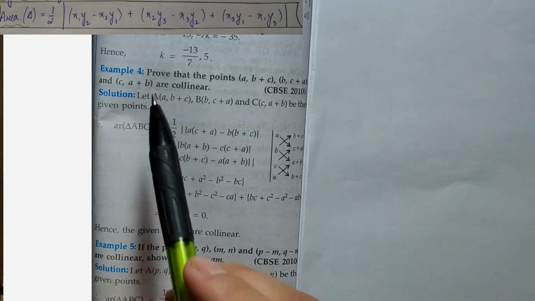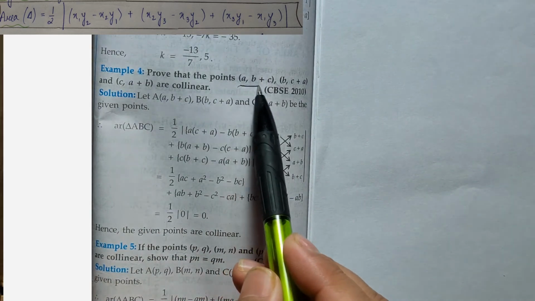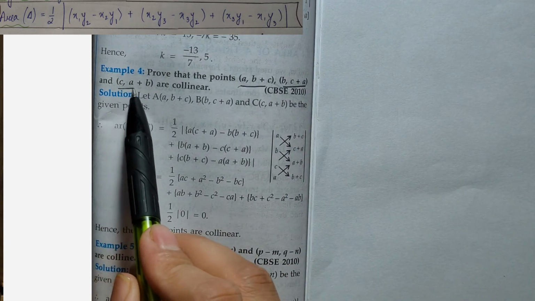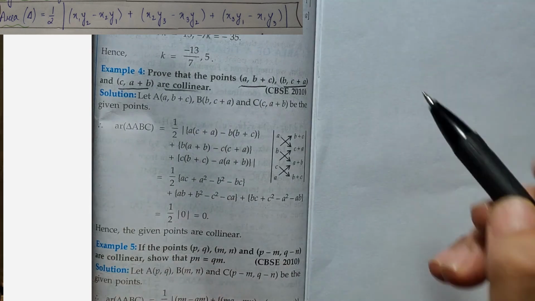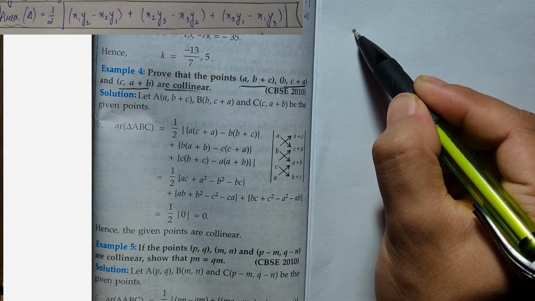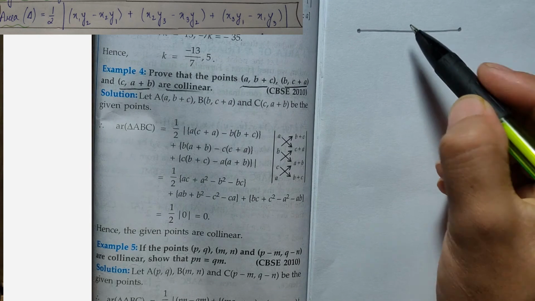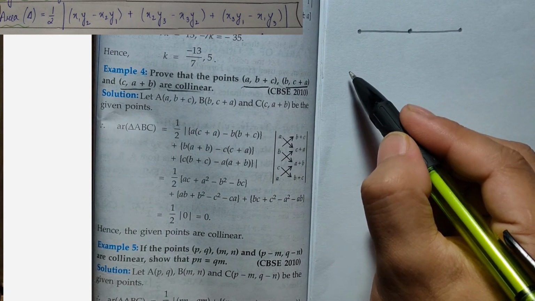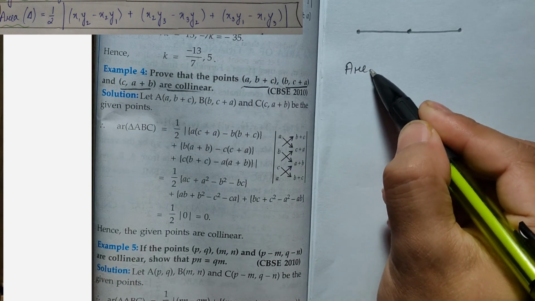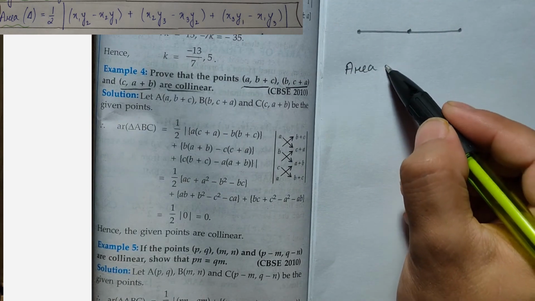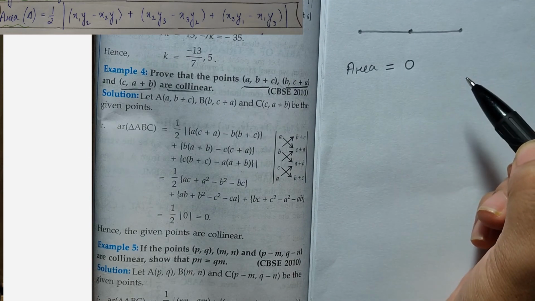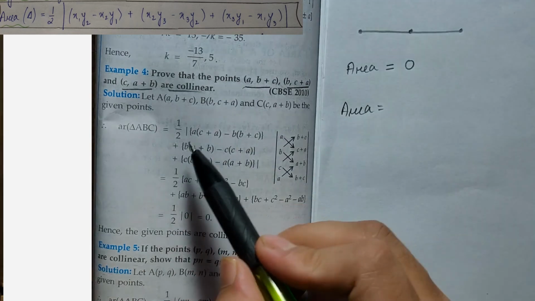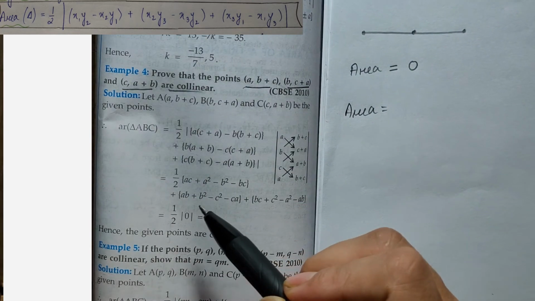Let us look at one sample question. Prove that the points A, B + C, B, C + A, and C, A + B are collinear. So remember, to prove that these points are collinear, basically we'll have to prove that they lie on the same line. In order to do that, we can prove that the area of the triangle formed by these 3 points is equal to 0. So, area is equal to, the formula is shown on the left hand side.